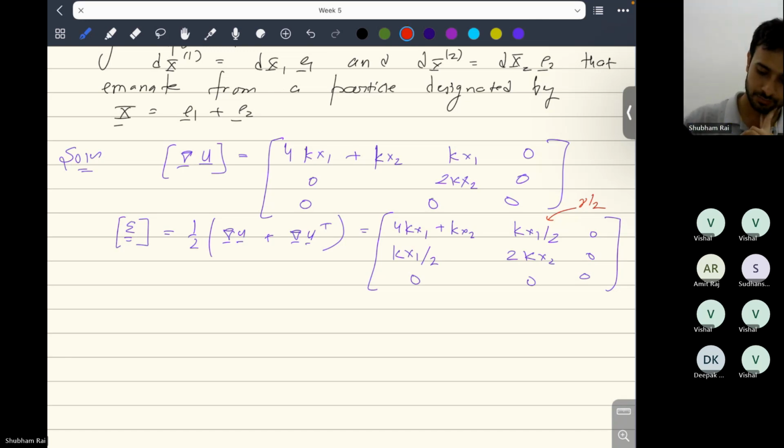Because obviously in shear strain you do not have this half, but this component will contain this half. That's why this is half of the shear strain. The shear strain will be double of this component, and the diagonal terms are nothing but the longitudinal strain.